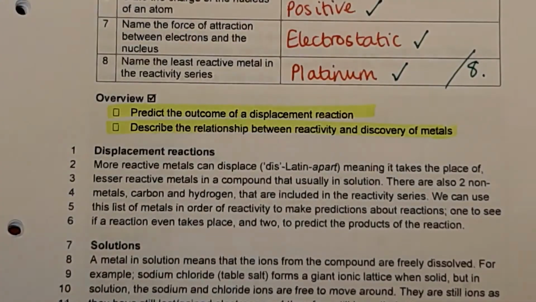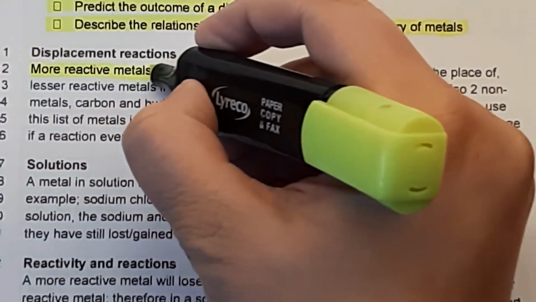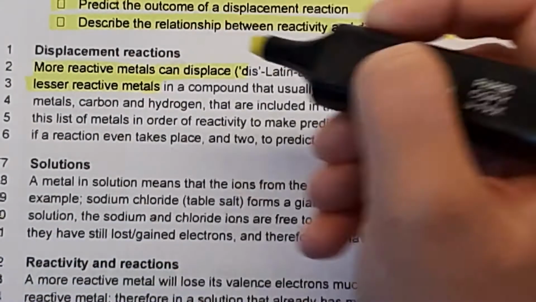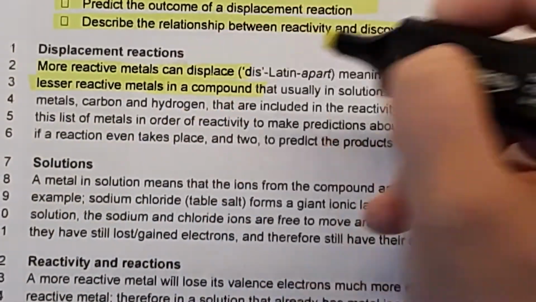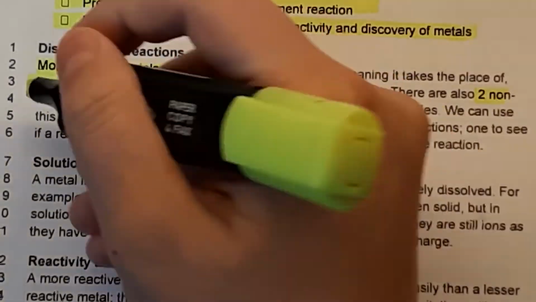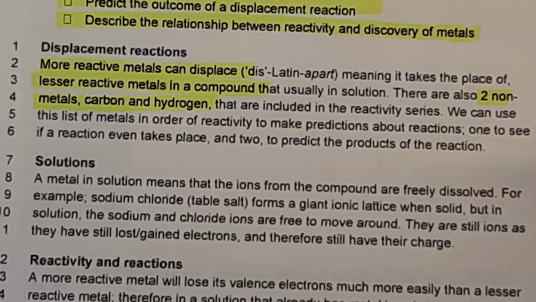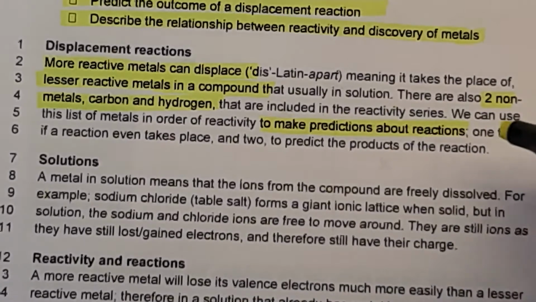So displacement reactions. More reactive metals can displace, or take the place of, less reactive metals when they're in a compound that's usually in solution. There are also two non-metals, carbon and hydrogen, that are included in the reactivity series, and we use this list of metals and carbon and hydrogen and their order of reactivity to make predictions about reactions.